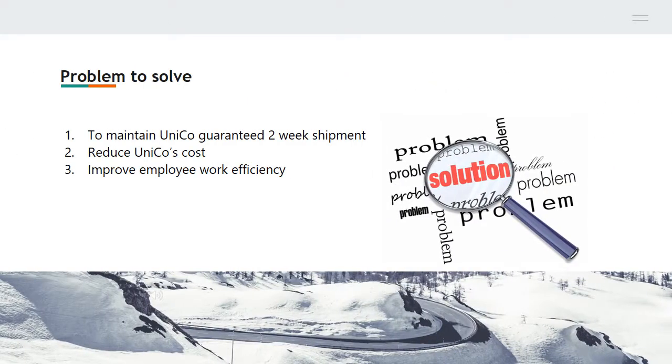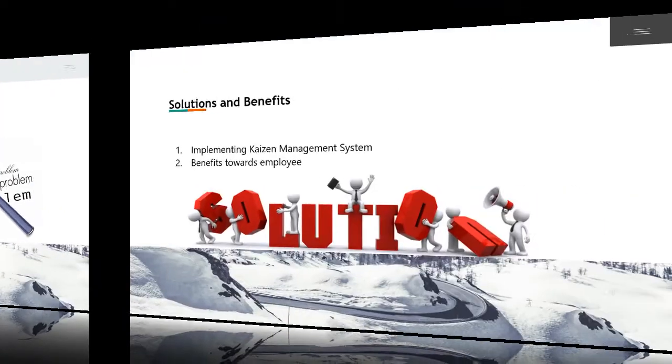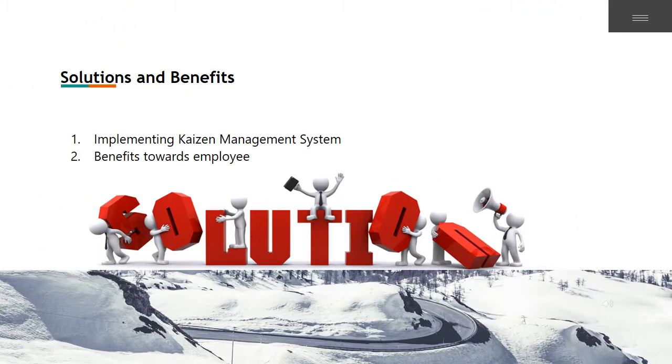So some problems we have with Unico was they guaranteed a 2-week shipment, which would reduce Unico's cost and improve employee work efficiency. Solutions and benefits. Implementing Kaizen management system benefits are towards the employees.